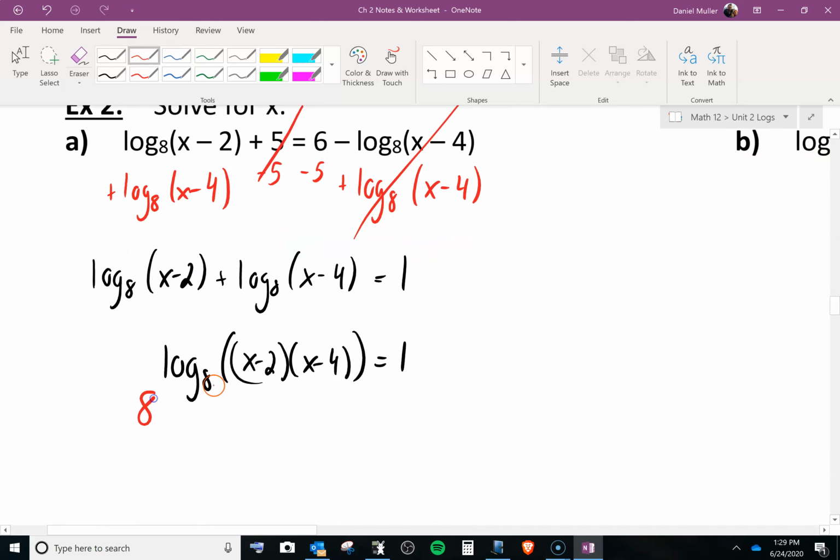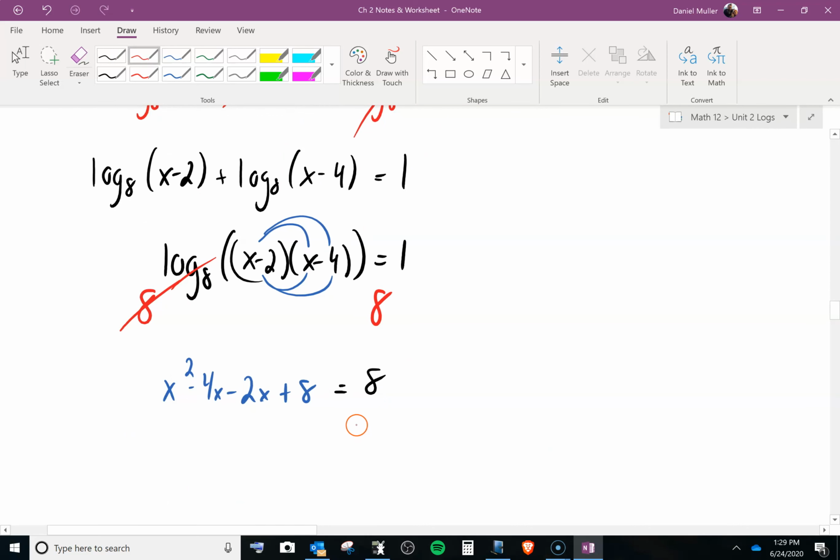So 8 to the power of and 8 to the power of. I am left with x squared minus 4x minus 2x plus 8, is equal to 8 to the 1, which is equal to 8. So I can subtract this over. This looks like a trinomial, so I'll subtract that over. And what do I have?